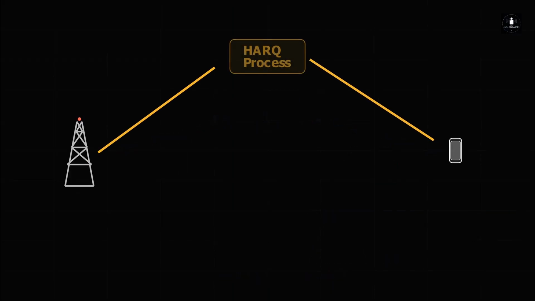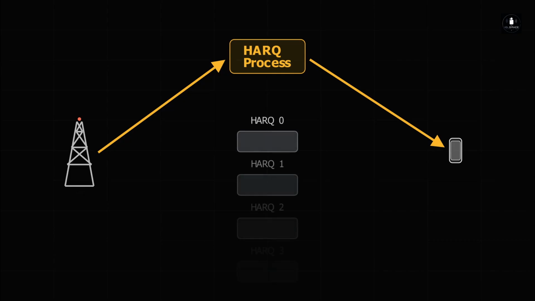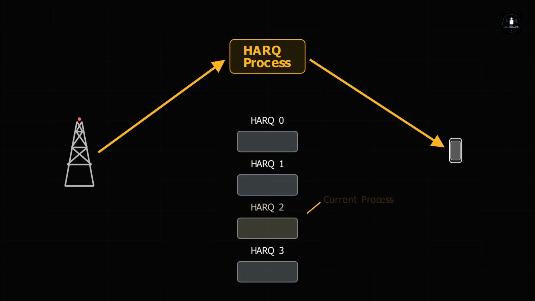Another important field inside the DCI is the HARQ process number. The UE maintains multiple HARQ processes to keep track of different transport blocks. The HARQ process number tells the UE exactly which process should store this transmission. If decoding fails, the retransmission uses the same HARQ process, allowing the UE to combine both transmissions before decoding again. The HARQ process number helps the UE identify and manage retransmissions correctly.